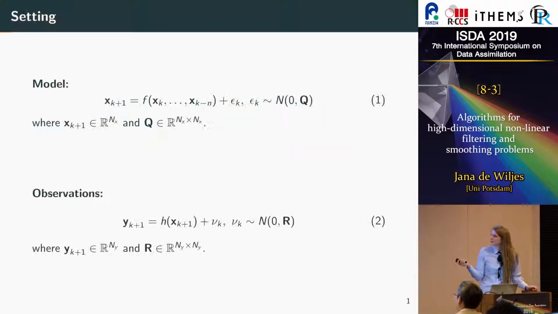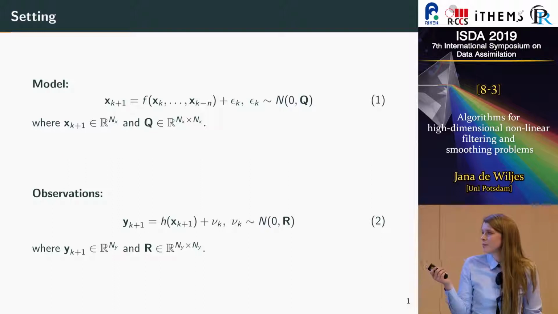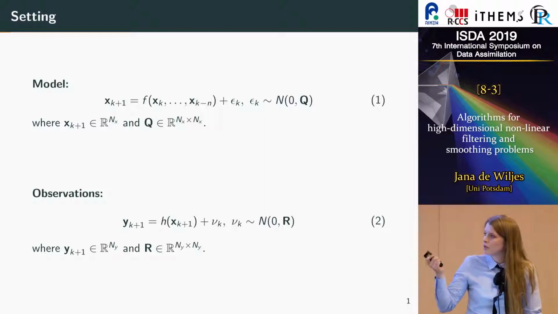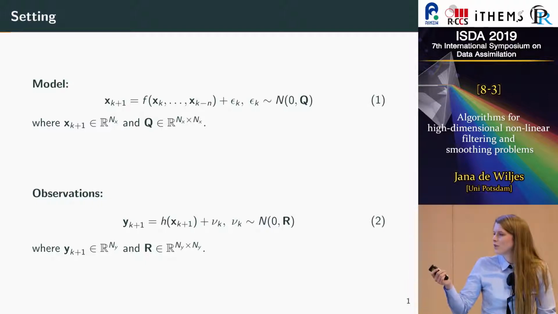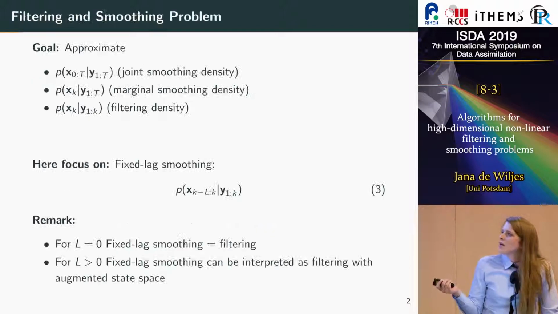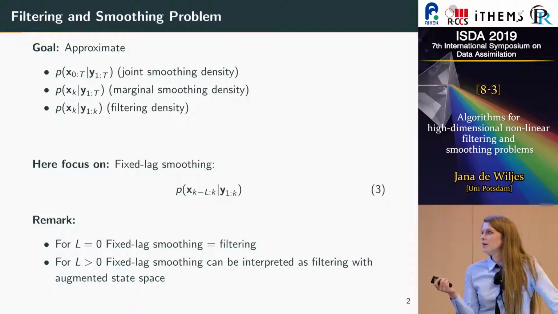And so I'm assuming a standard model. I'm assuming that it's a Markov model of order n, because smoothing is much more effective if you have shared memory. And observations are noisy and have a nonlinear observation operator. So I'm interested in approximating the smoothing distribution.